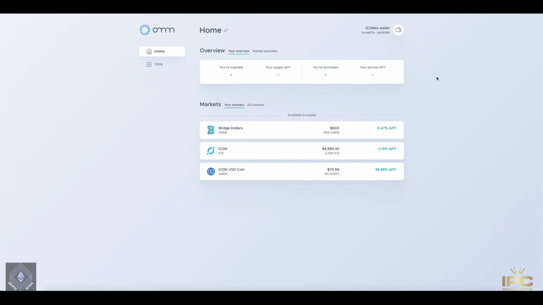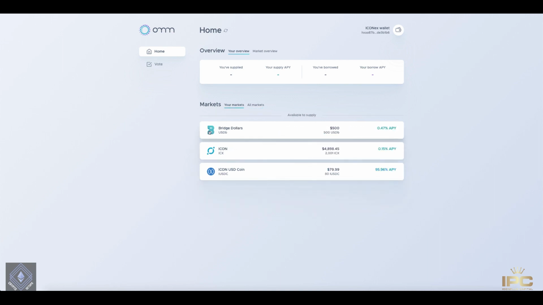Okay, great. Now the first thing you will see happen is it has included this, your overview, your market. So by default, when I connect up, what it's showing me is any asset that OMM supports, it brings up as my market, and then all markets. So I just want to show this. It does this by default. So if you only had Icon, it would only show this Icon because that's what's in my wallet. I have ICX. Going to all markets, I can see these are all the markets it supports.